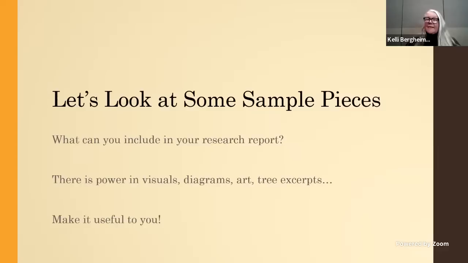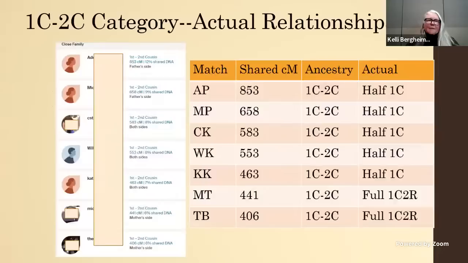So let me give you some examples of the things that I do as diagrams. This is something that I do quite often for DNA analysis. This has to do with my first to second cousin category. And if you watch my other webinar that I did for RootsTech on DNA misconceptions, you'll see this case where I talk about it in a slightly different way. But in terms of our research report, I'm looking at all of those 7 first to second cousins that Ancestry has identified as a first to second cousin category.